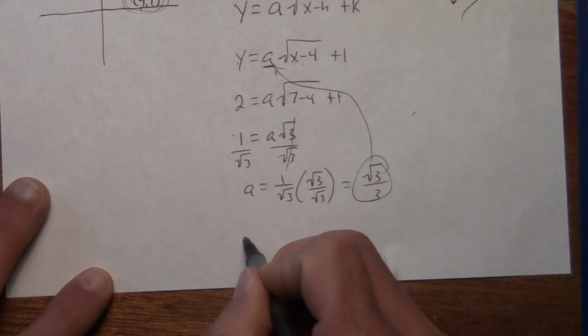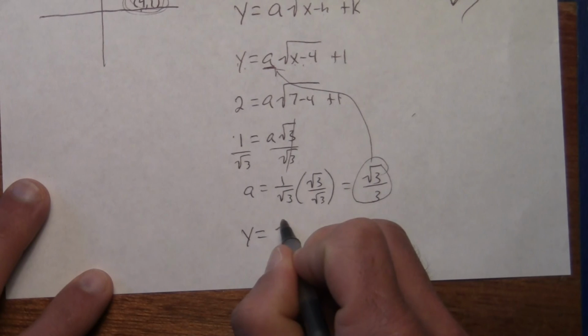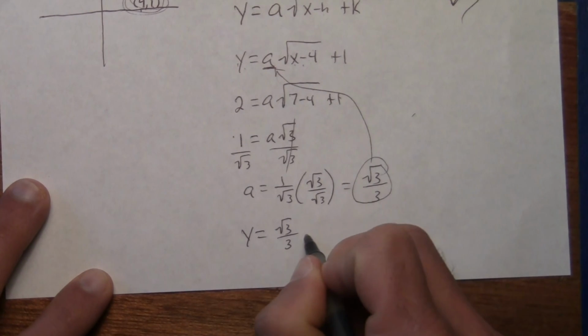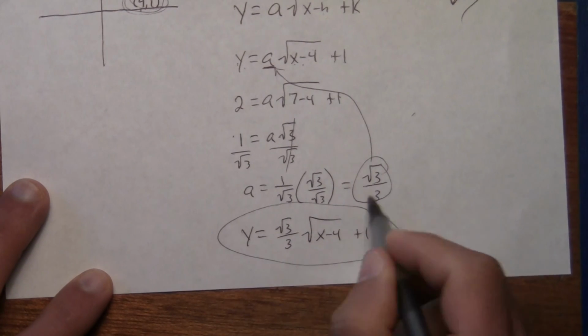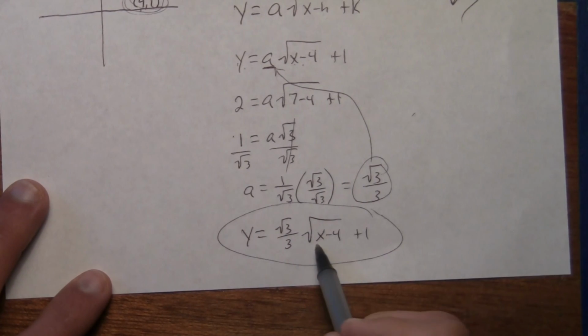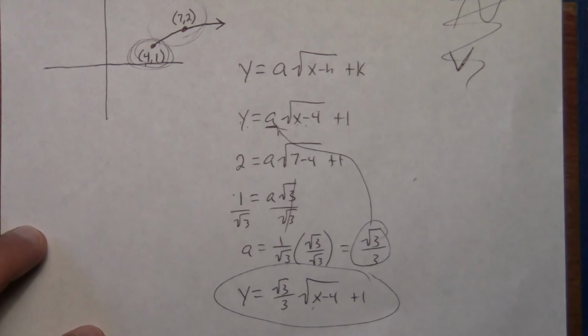So your final answer should be y is equal to a, which we said was the square root of 3 over 3, times the square root of x minus 4 plus 1. And there's the answer that you'd be looking for. That equation would be the equation of that particular graph.